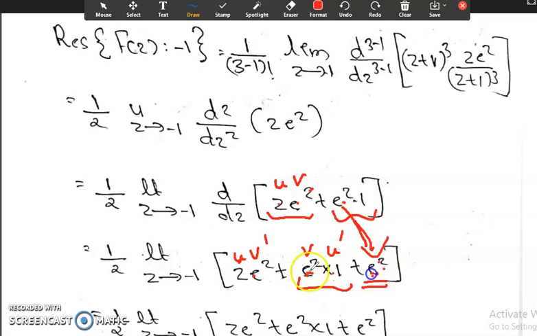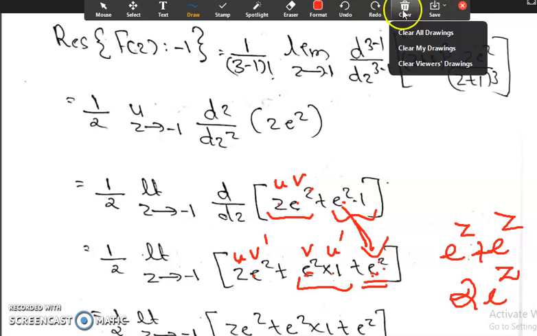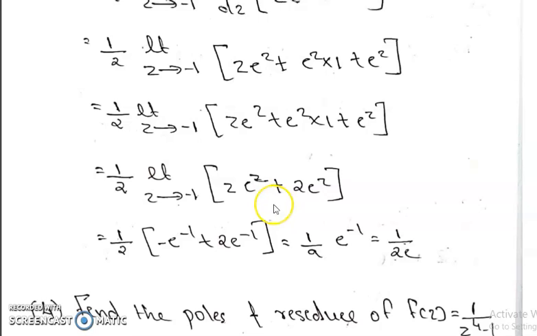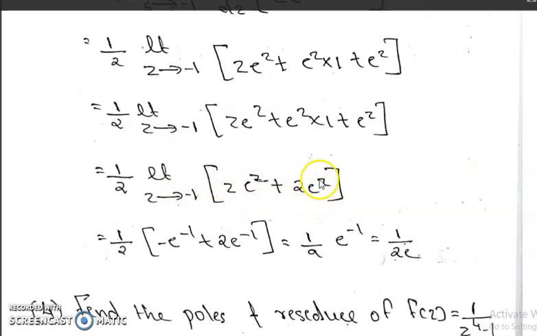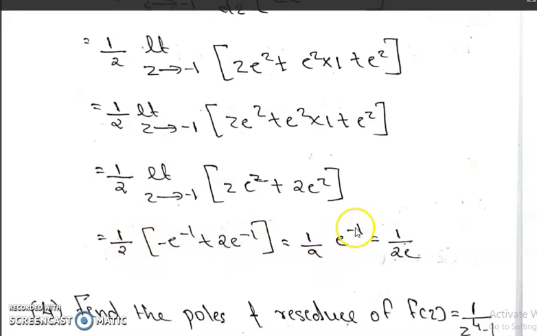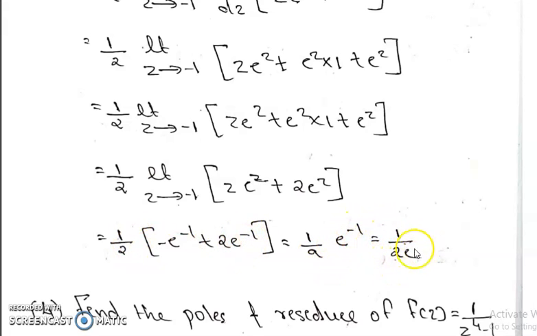So now multiplying this we get e power z into e power z plus e power z, 2 e power z. So the next step we may get z e power z plus 2 e power z. Now limit z tends to minus 1, so instead of z you put minus 1: minus 1 e power minus 1 plus 2 e power minus 1. Now adding these two, 2 e power minus 1 minus e power minus 1 is e power minus 1. So 1 by 2 into e power minus 1, 1 by 2 e.